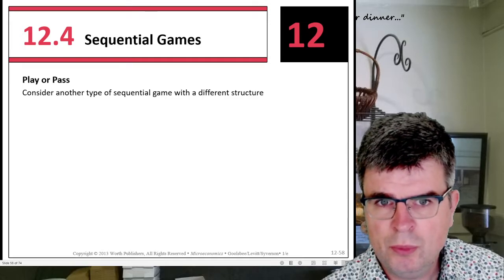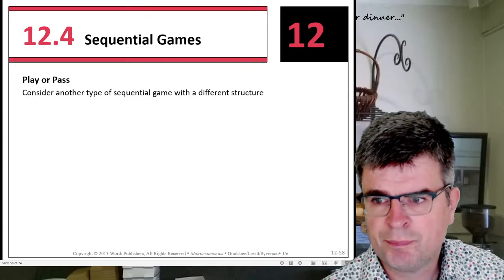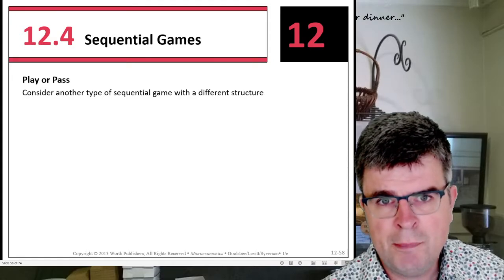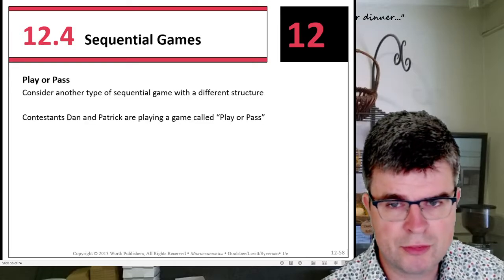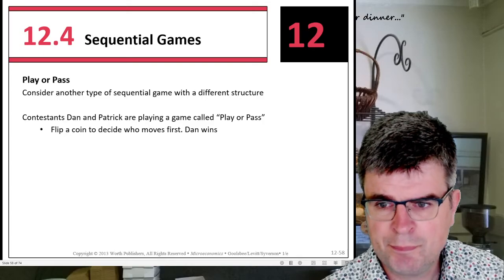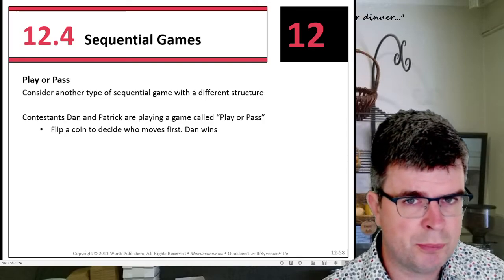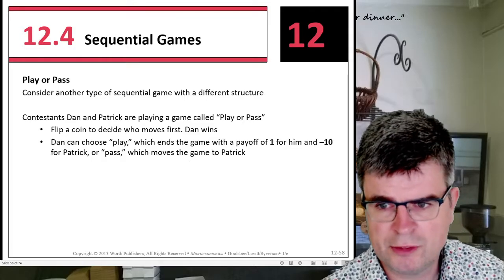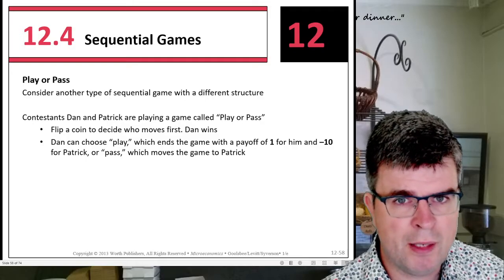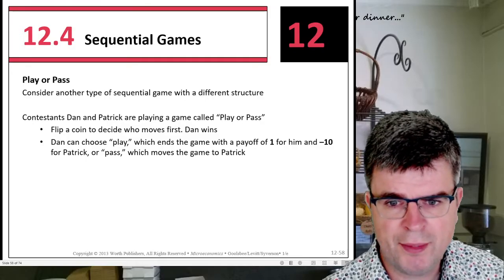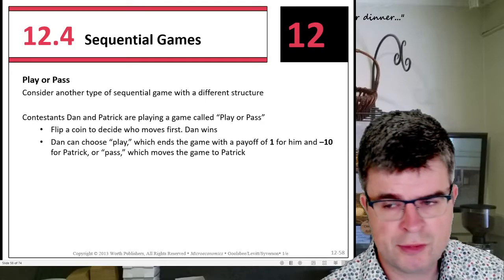So we continue with sequential games, and also we continue with commitment. Let's consider another game, play or pass. We have two contestants here, two players, Dan and Patrick, who play the game. A coin is flipped to determine who moves first. Suppose now that Dan wins. If Dan chooses play, then the game ends. The game is played with Dan, and he receives a payoff of 1, and Patrick receives minus 10.